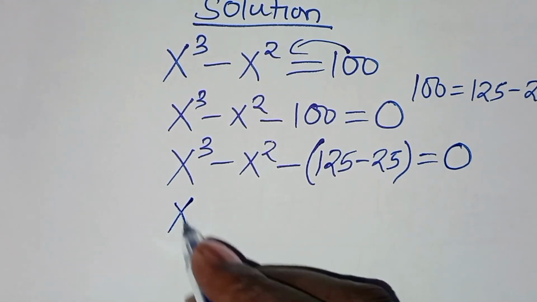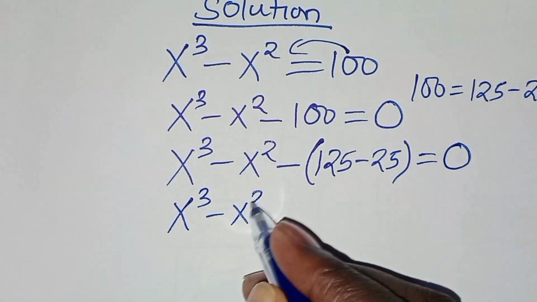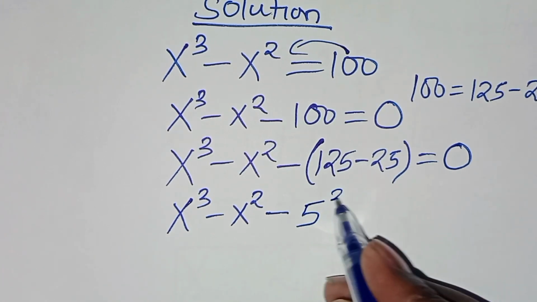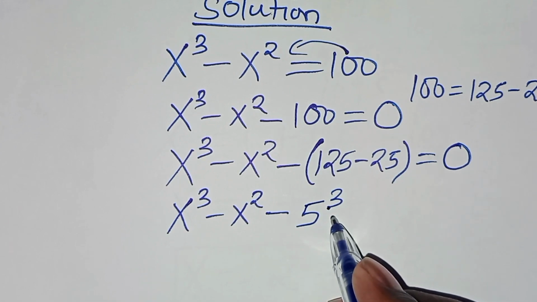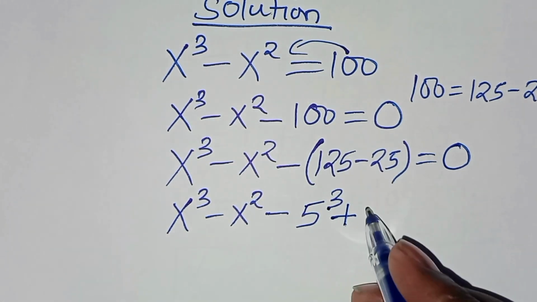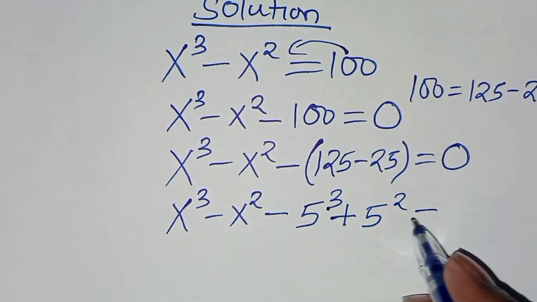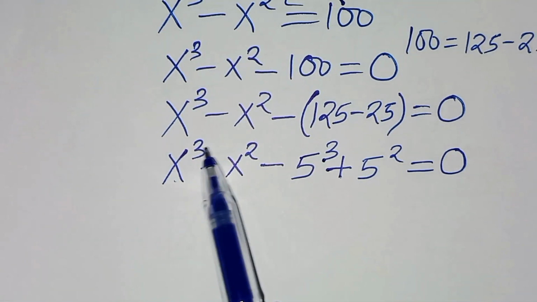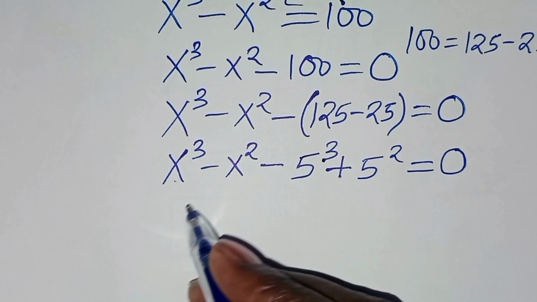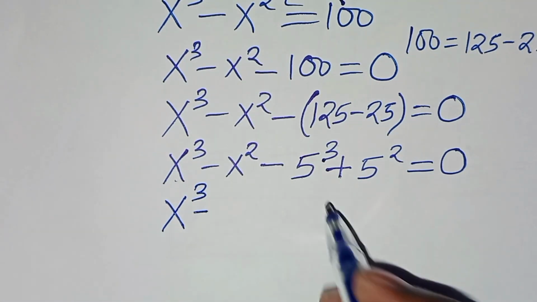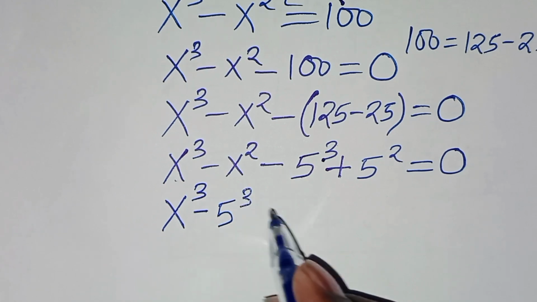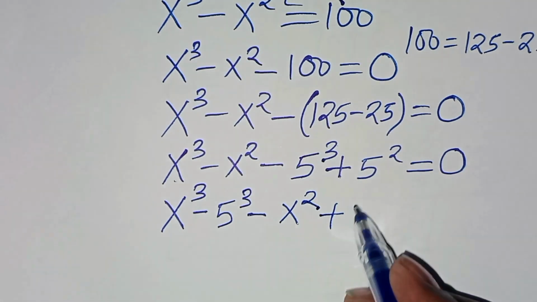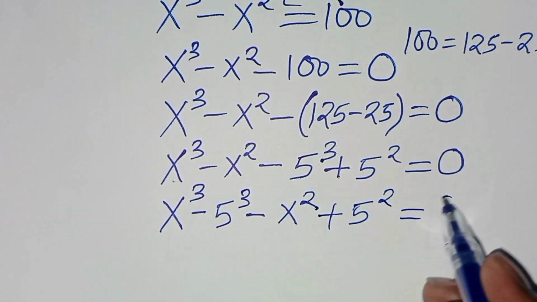The next step here, we have x to power 3 subtract x to power 2 subtract 125, which we can express as 5 to power 3. Now, plus 25, which is actually 5 to power 2. This is equal to 0. The next step here, we have x to power 3 and 5 to power 3. Let's combine this: x to power 3 subtract 5 to power 3. Now, subtract x to power 2 plus 5 to power 2. This is equal to 0.